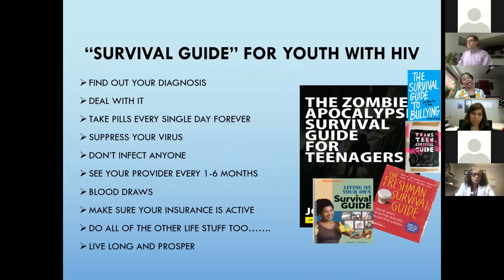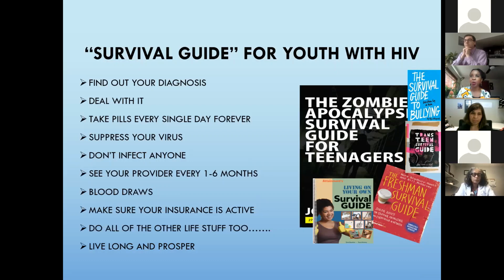Currently, this is a survival guide for youth with HIV. Find out your diagnosis, so get tested, no matter how uncomfortable it is for you to walk into certain spaces and get tested. Get your diagnosis and deal with it. Take your pills every day, single day, for forever. Suppress your virus, don't infect anyone.